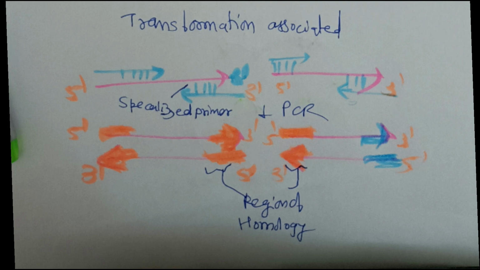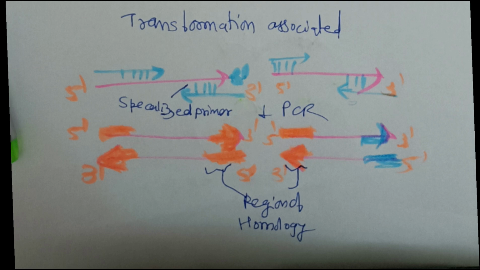So let's know about transformation associated recombination. There is gap repair cloning, where the arrows represent DNA contigs. The segments of the same color represent complementary or identical sequences, and there are specialized primers with extensions. They are used in PCR, polymerase chain reaction, to generate the region of homology at the terminal ends of the DNA contigs.